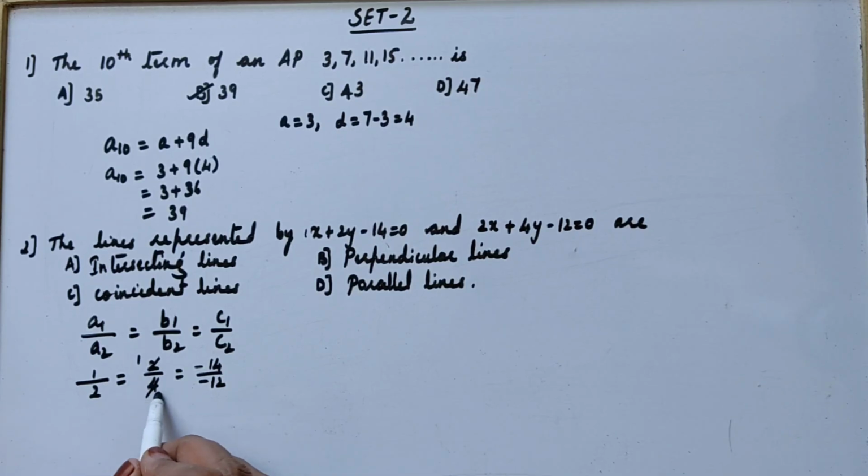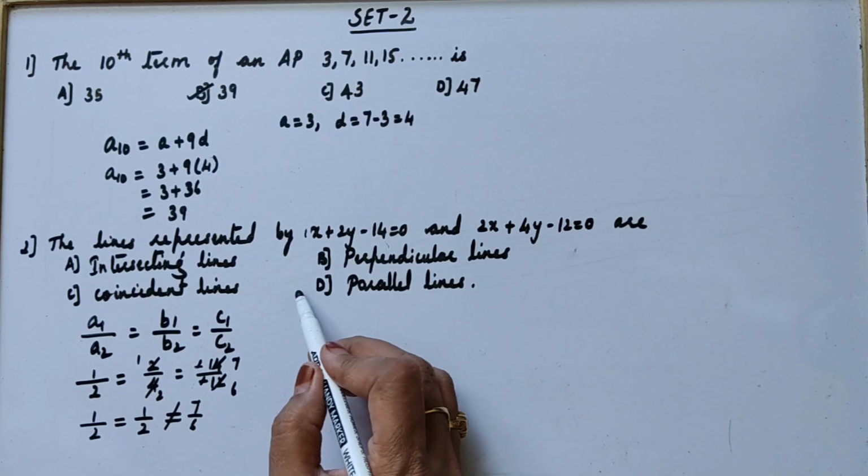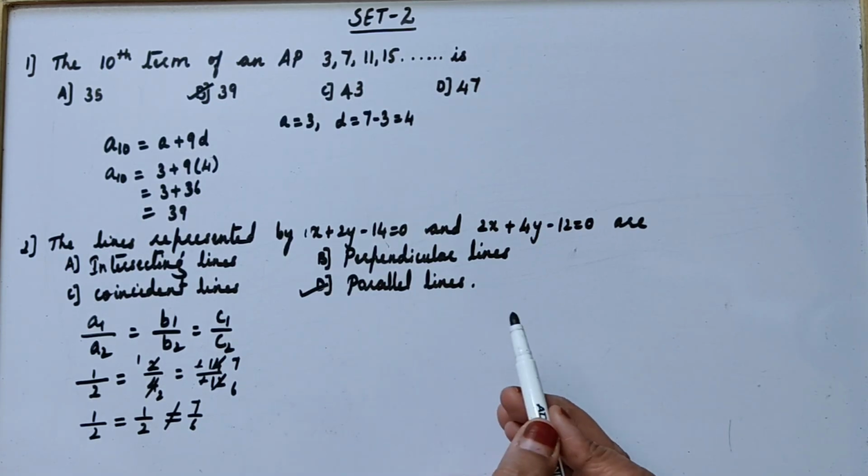2 1s are 2, 2 2s are 4, minus minus cancels. 2 7s are 14, 2 6s are 12. We have got here 1 upon 2 equals 1 upon 2, but this is not equal to 7 upon 6. When this is not equal, we say it is a parallel line, students.